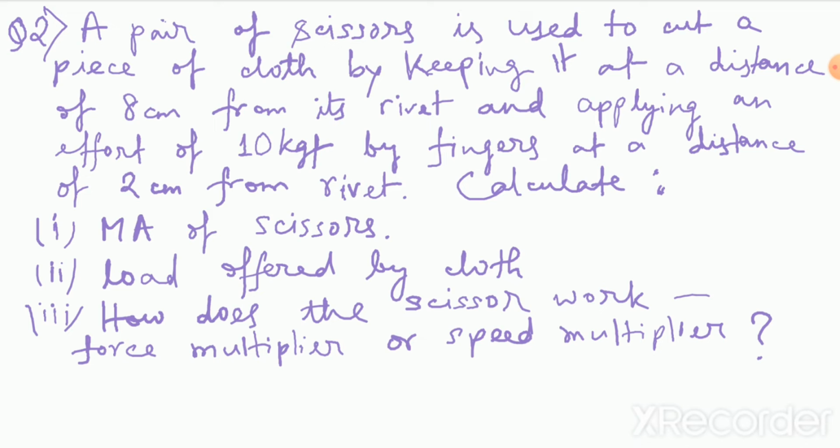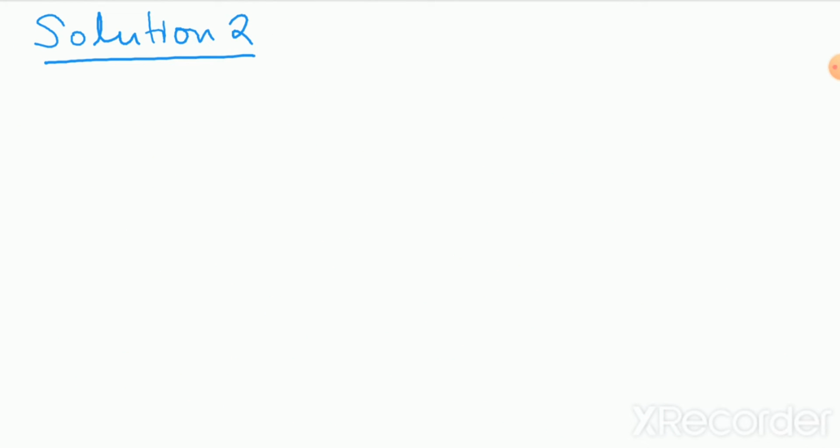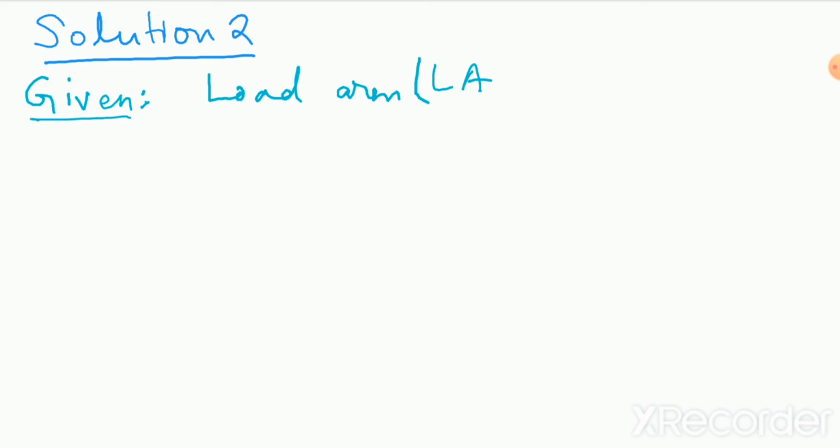So I can regard the scissor as a lever. It's a class 1 lever. Okay, so for a lever, we can find the value of mechanical advantage. Let us write the given information. Here it has been said that the piece of cloth is kept at a distance of 8 cm from the rivet. This means that the load arm, denoted in short as LA, is equal to 8 centimeter.